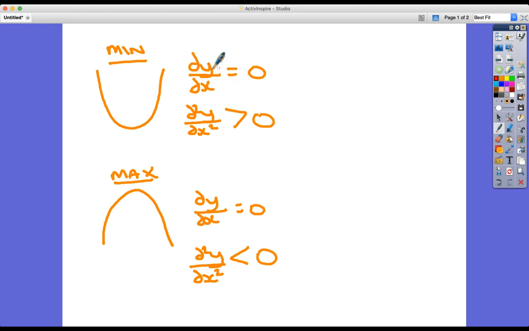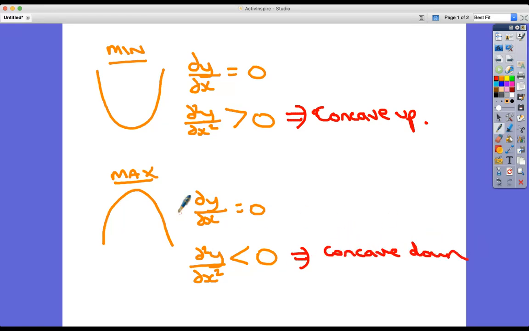So this, first of all, is a stationary point. This tells us it's a minimum. This tells us it's a maximum. But if we were asked to describe the curvature or the concavity of this particular stationary point, what's happening is that we're going concave up. It's starting to curve upwards. Okay, so this is called concave up. And here, this is concave down. Okay, curvature, it's now curving downwards.